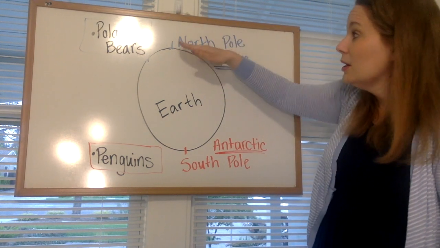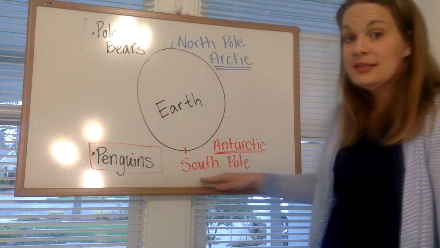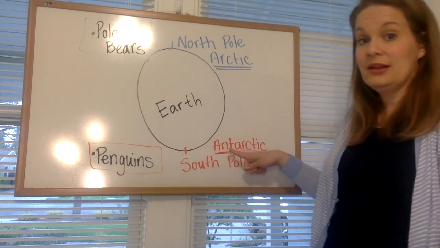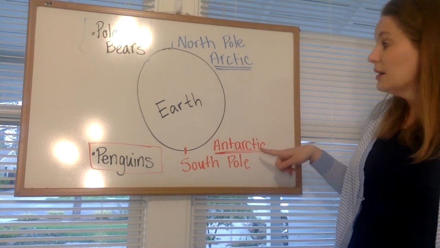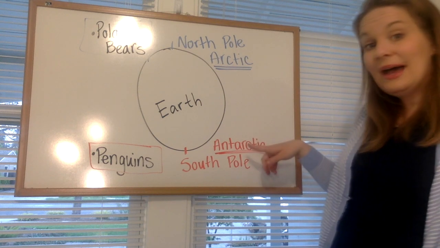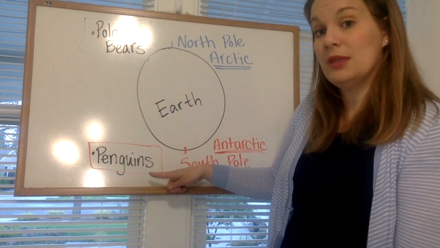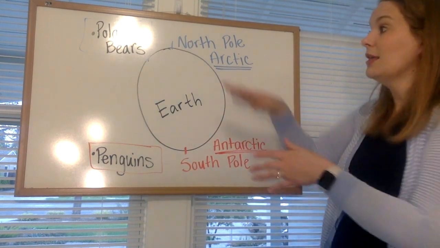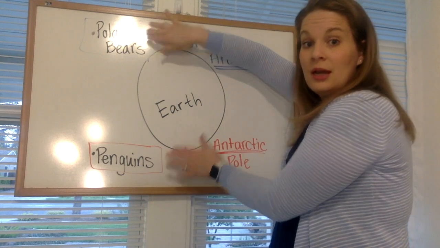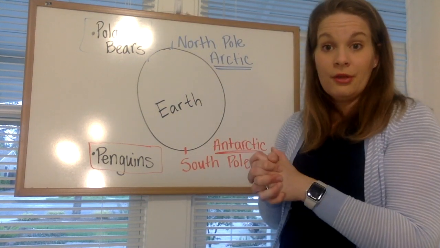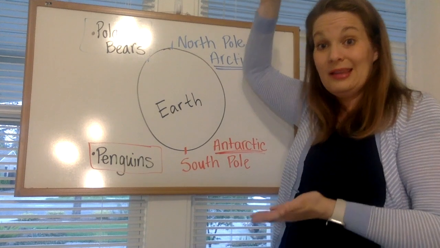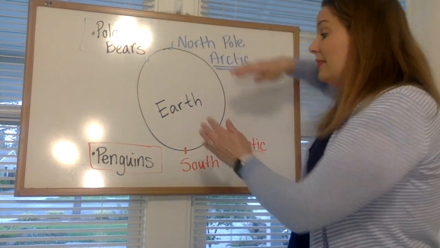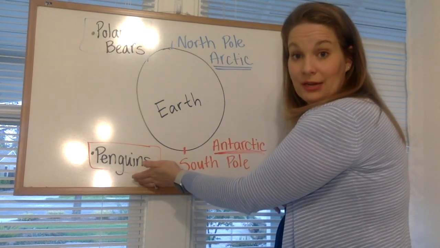Okay? When we go to the South Pole, this is where Antarctica is, the continent of Antarctica, and we call this the Antarctic. And this is where there's quite a few animals found, but mostly one of the animals we think about are penguins. So a lot of kids get confused and they think that polar bears and penguins live in the same spot on Earth, but they don't. They live on completely opposite ends. The North Pole is where polar bears live, and the South Pole is where penguins live in Antarctica, down in this area of Earth.